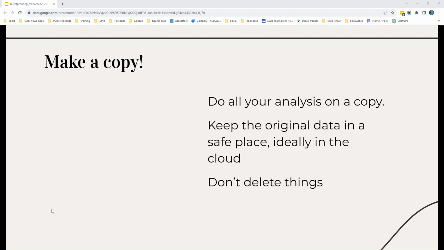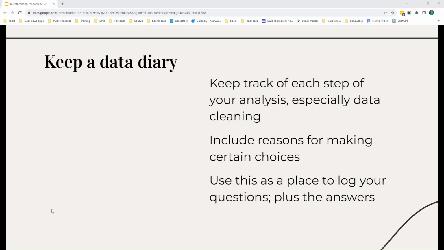First of all, make a copy of the data you got from the agency and stash it away in a safe place, ideally something like a cloud server, not on your desktop where it could possibly crash and burn if your computer dies. Probably keep it separate from your analysis work. Almost put it in a safe. Also, just don't delete things in your data. In spreadsheets or any other program, there are ways to hide things or tuck them out of your way, but don't actually delete, because you might come to regret that later.